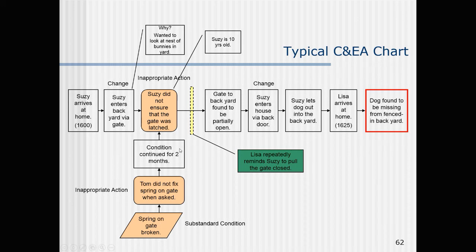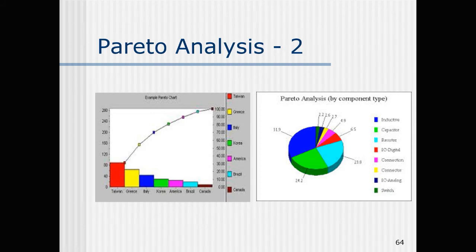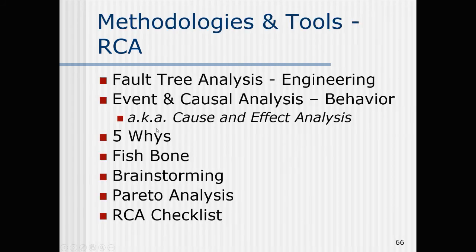Here's an example of what could be done, kind of a subtle example. It talks about the Pareto analysis, since this is something we're going to be using when we get to analyzing loss run data. And here's a checklist, more on the fault tree.